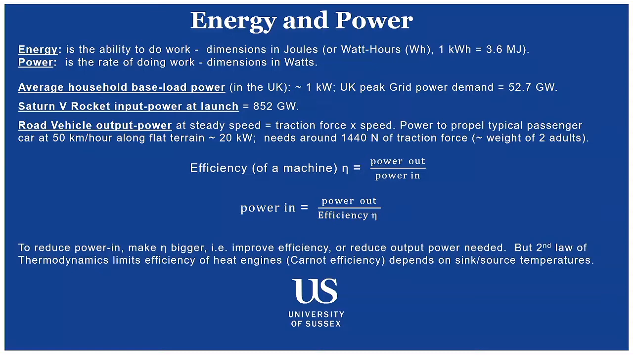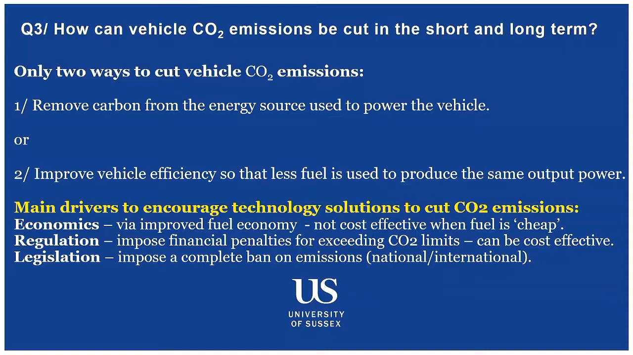So the question is, how can we cut CO2 emissions from vehicles in the short and long term? There's only two ways to do it. You can either remove the carbon from the energy source in the first place that's used to power the vehicle, or you can improve the vehicle efficiency. Those are the only two ways of doing it.